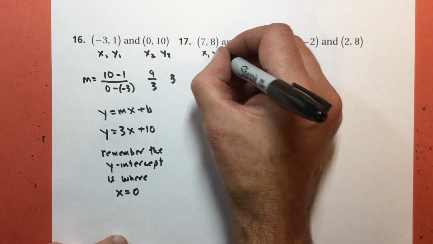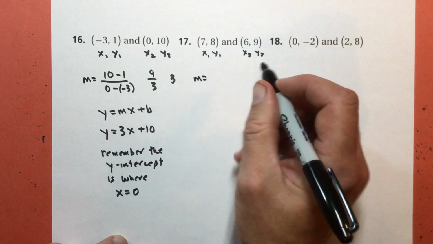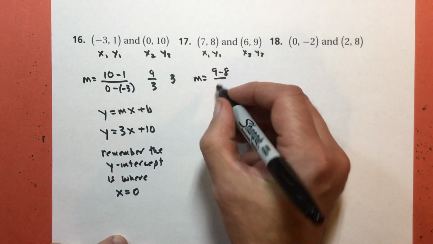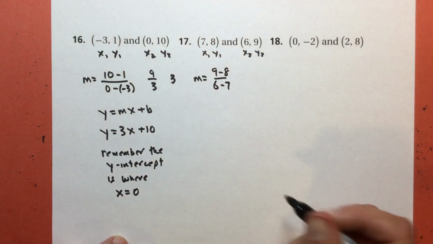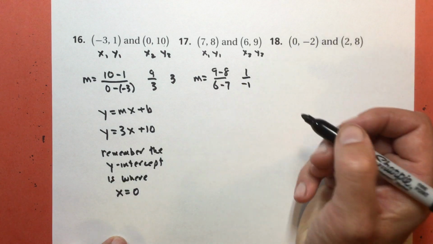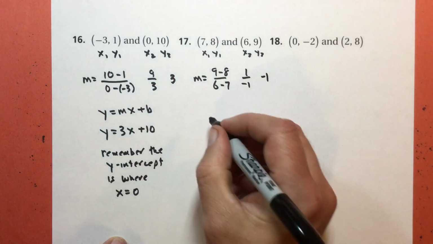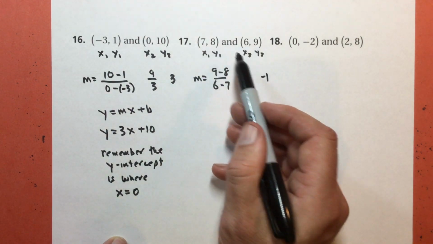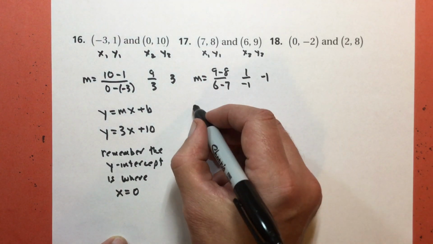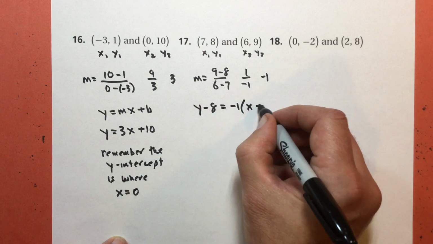All right. Number 17, here's my x1, here's my y1, here's my x2, here's my y2. My slope is going to be 9 subtract 8 divided by 6 subtract 7. 9 subtract 8 is 1, 6 subtract 7 is negative 1. 1 divided by negative 1 equals negative 1. This one I am going to have to use my point slope form. So it doesn't matter which one you use. I'm going to use 7 and 8. So y subtract 8 equals negative 1 times x subtract 7.